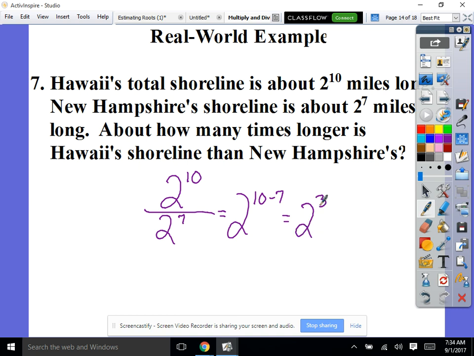And they don't say express it or leave it as an expression with exponents. So it's better to do too much than not enough. 2 to the 3rd is equal to 8.